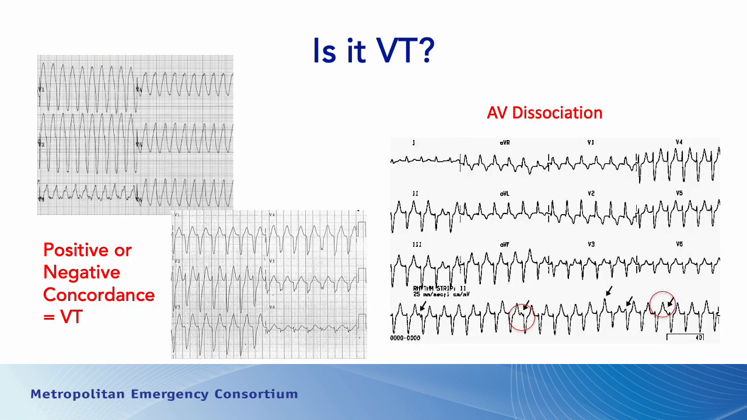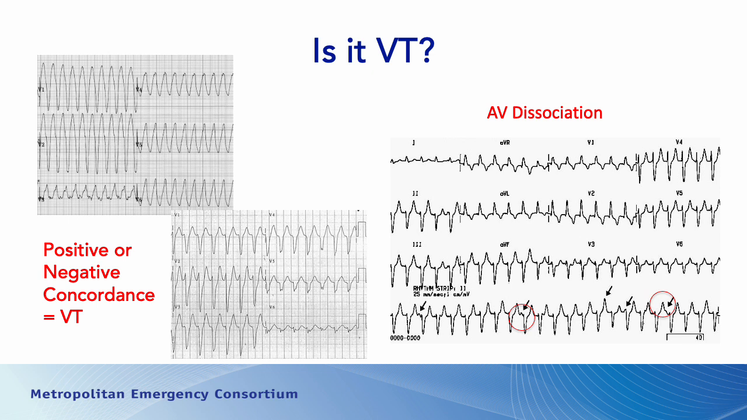All right. So there are other things that you can use to identify ventricular tachycardia, not SVT. And one has to do with concordance. So if you do a 12 lead, and if you look at leads V1 through V6, if they have either positive or negative concordance, it's more likely VT.